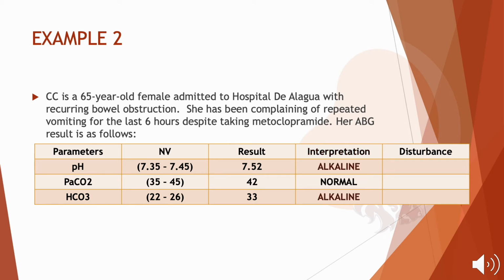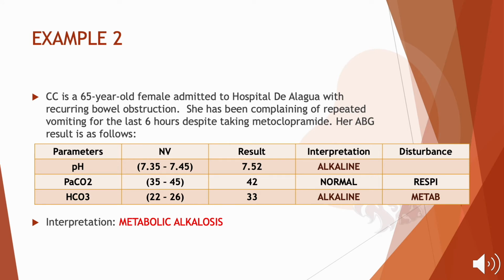So we now identify the presence of alkalosis or acidosis in this given ABG. For the pH, it is 7.52 and said to be above the normal value. So it is alkaline. The partial pressure of carbon dioxide is 42 and falls within the normal range of 35 to 45, while that of the bicarbonate of 33 is above the 22 to 26 normal value, so it is also said to be alkaline. Now, looking at the pH, we can say that we have alkalosis.